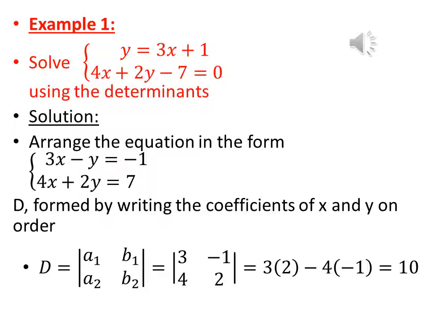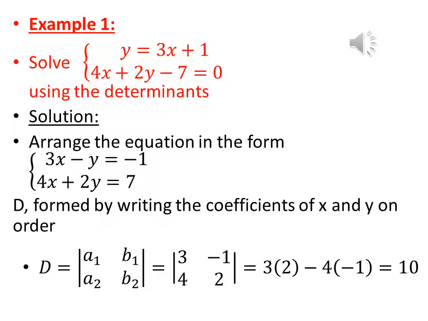First thing, we have to arrange the equations. How to arrange? Arrange in the form ax plus by equals constant. So 3x here, y left. The first equation is y equals 3x plus 1. We arrange it with 3x first, y transferred to the right, so minus y, equals plus 1 transferred to the other side is negative 1. So the first equation is 3x minus y equals negative 1.